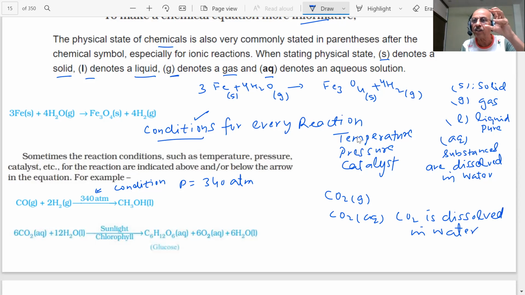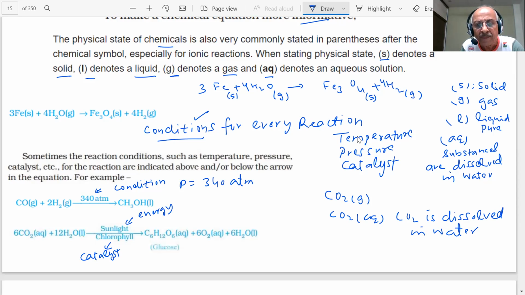Sun provides the energy. Chlorophyll is a catalyst, student, which is important. So the sun provides energy, students, for the reaction. This is a catalyst. These are called the reaction conditions. Important. See, the glucose which is formed is aqueous.